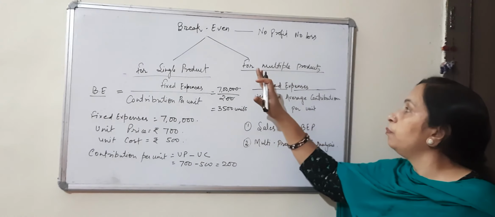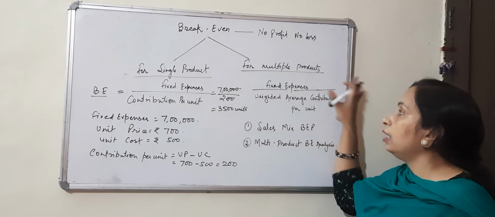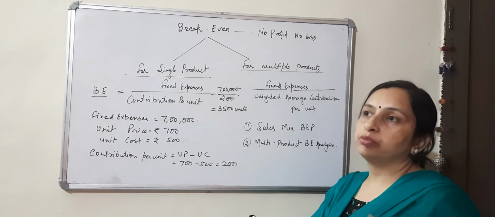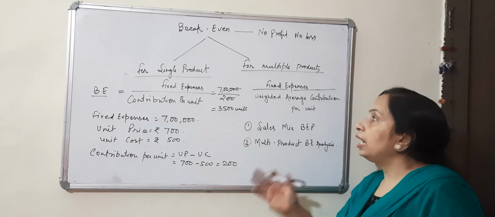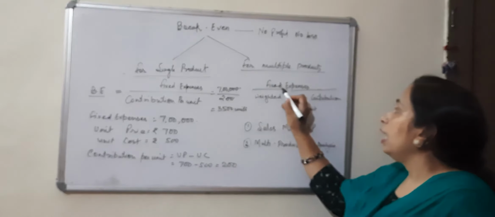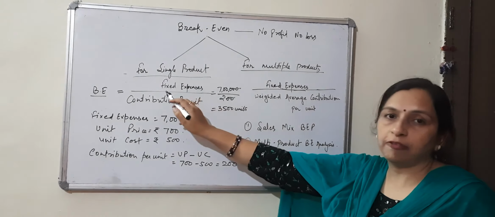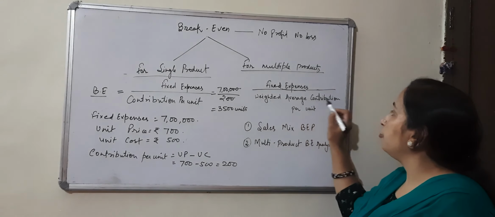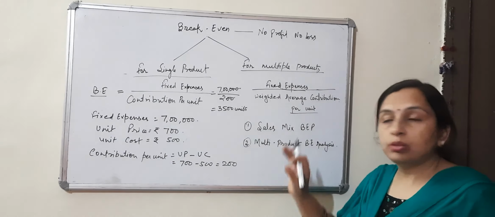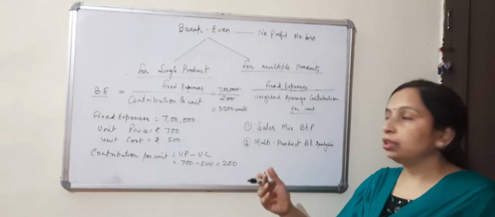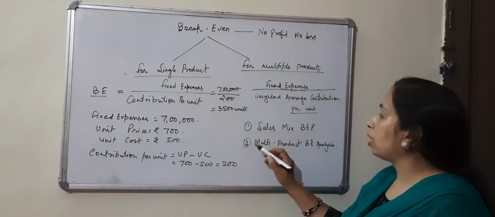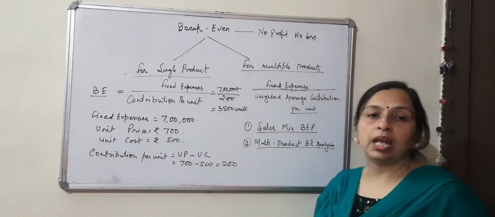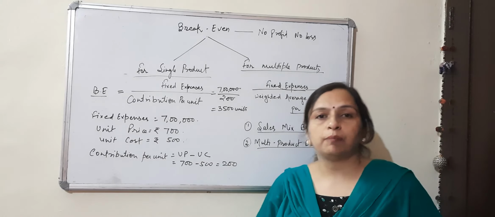Now, next is BEP for multiple products. Here, as we have talked, suppose there are multiple products sold by a particular shop or a particular unit, then how are we going to calculate BEP there? It is fixed expenses, same as here, divided by weighted average contribution per unit. Now, how is this to be calculated? The other two things we have to see for multiple products are two methods, sales mix BEP and multiple product BEP analysis. This I'll be explaining in my next video.